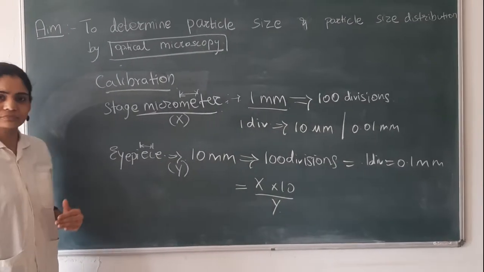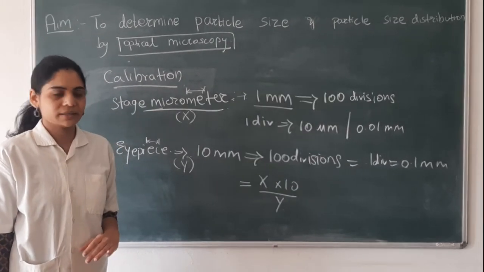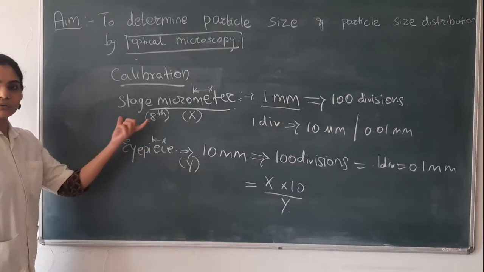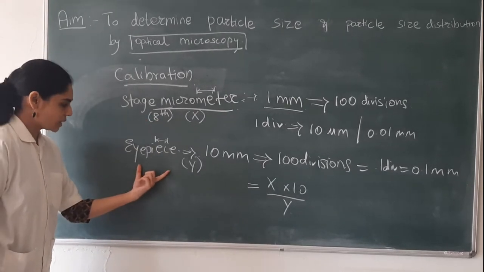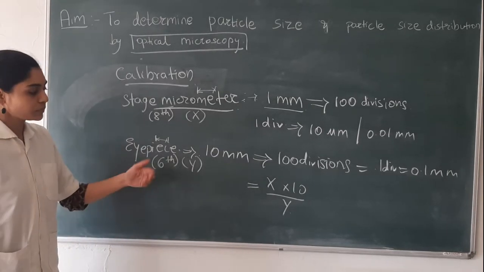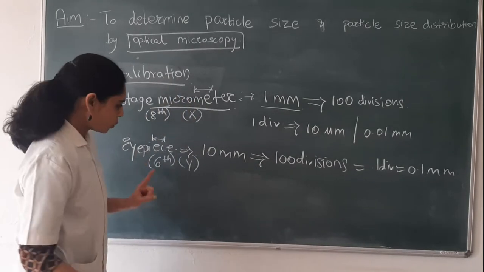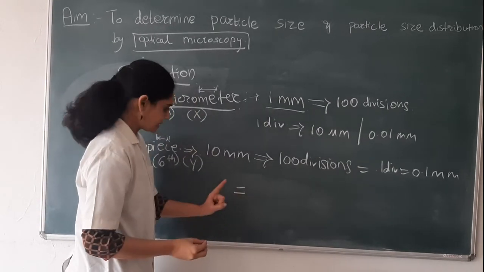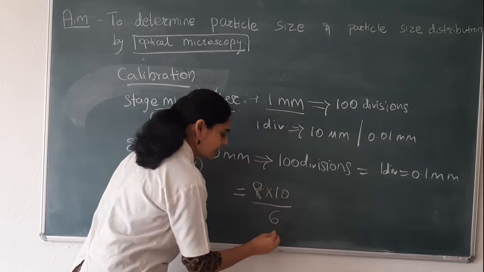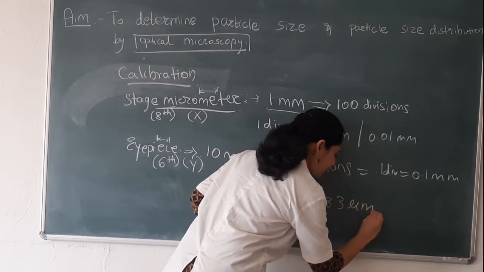Okay, now the stage micrometer and eyepiece which we are going to use, we have already calibrated it, and we found that the 8th division of the stage micrometer coincided with the 6th division of the eyepiece. So for our eyepiece and stage micrometer, 1 division of eyepiece is equal to 8 into 10 divided by 6. It becomes 13.3 micrometer.